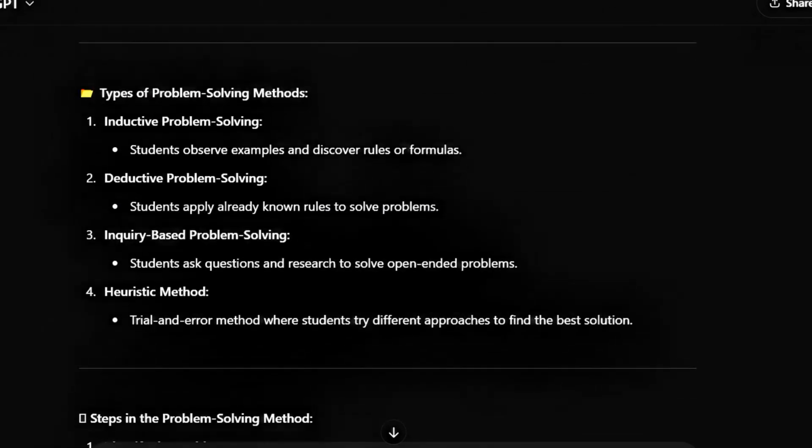Types of problem-solving methods. 1. Inductive problem-solving. Students observe examples and discover rules or formulas. 2. Deductive problem-solving. Students apply already known rules to solve problems. 3. Inquiry-based problem-solving. Students ask questions and research to solve open-ended problems. 4. Heuristic method. Trial and error method, where students try different approaches to find the best solution.